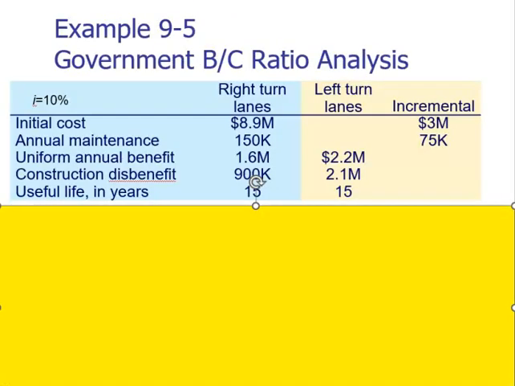Before you start working on this example, I need to clarify some points about it. The first point is, this is a governmental project. So when it is a governmental project, BC ratio analysis is the best.